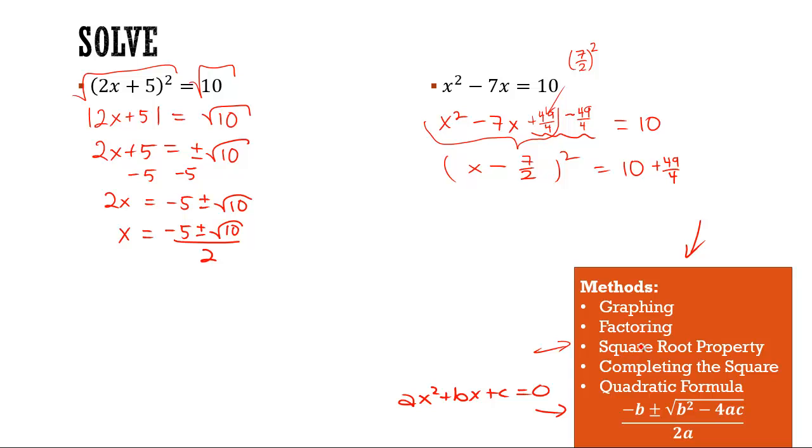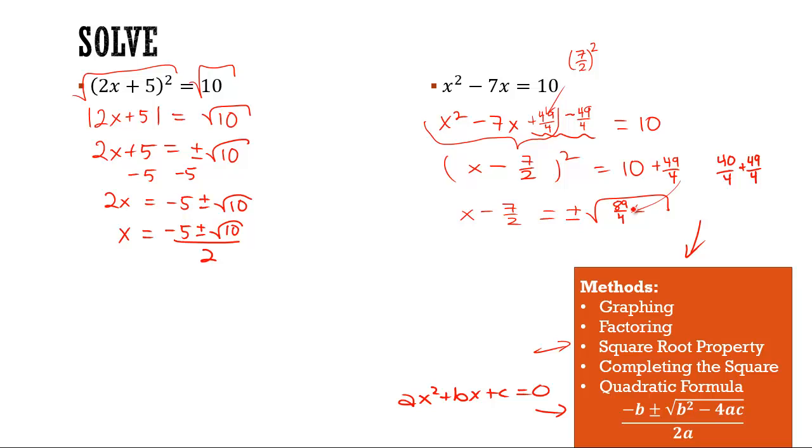So now we can use the square root property, which then tells us that we can take the square root of both sides, leaving us with x minus 7 over 2 equaling the plus or minus root of whatever was here. But we've got to figure that out first. So let's just do that on the side. What's 10 plus 49 fourths? Well, 10 was 40 fourths, and we're adding 49 fourths, so that's 89 fourths.